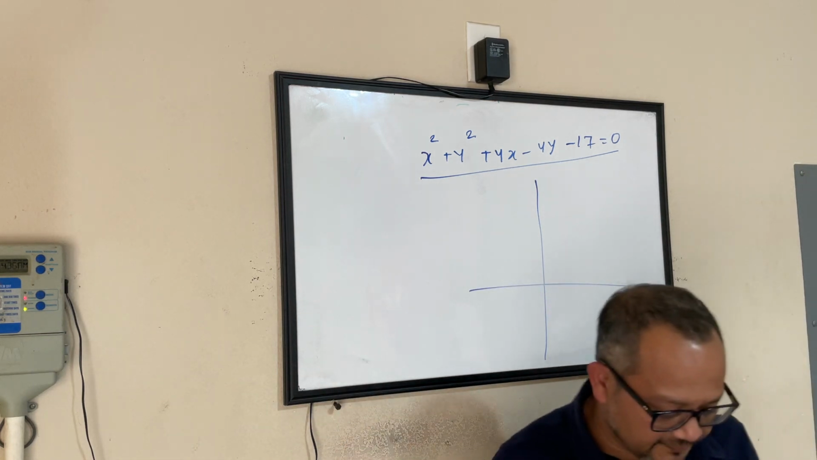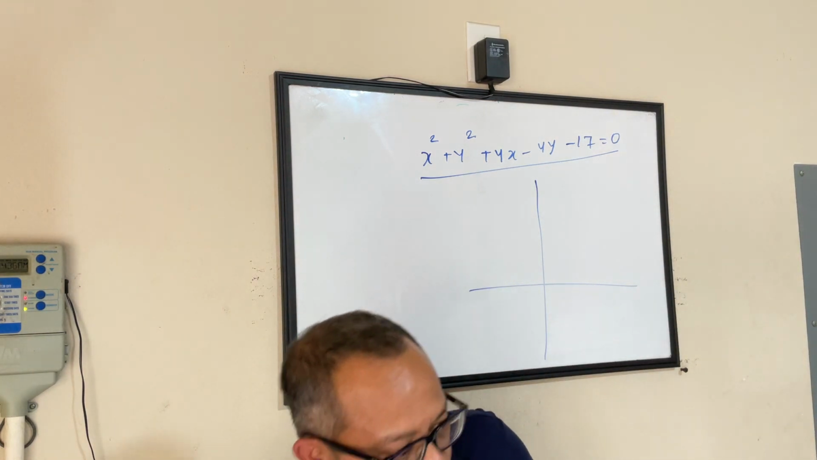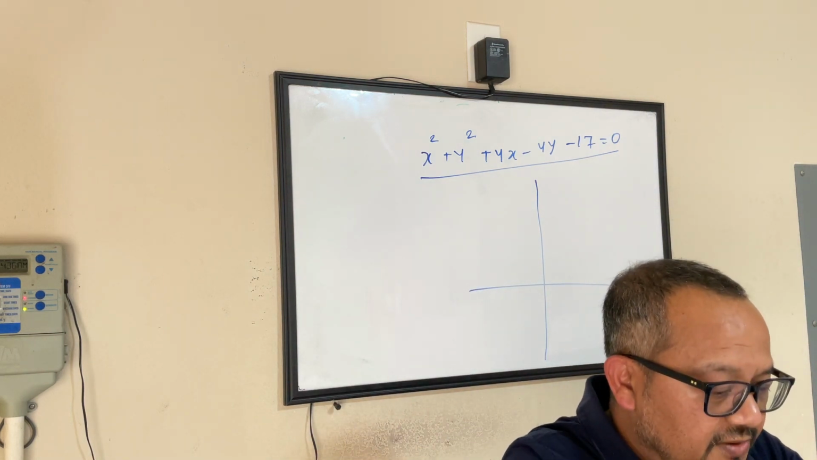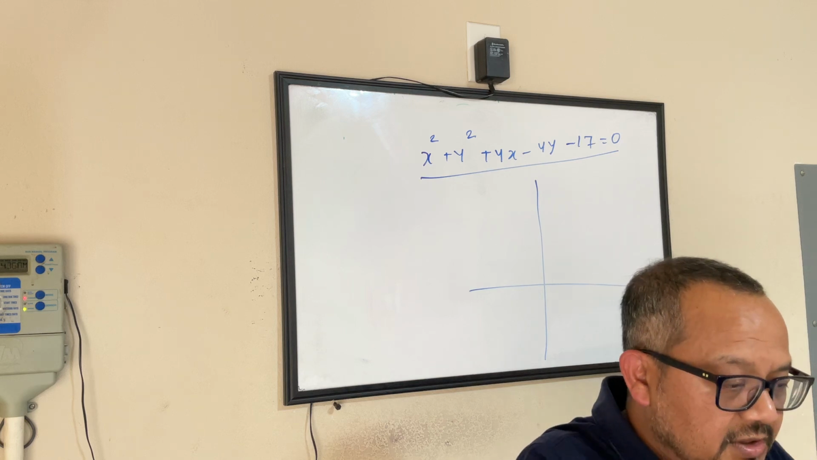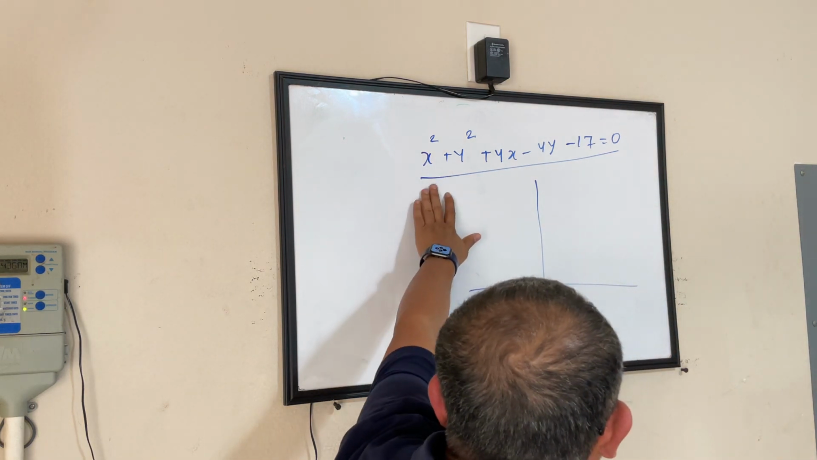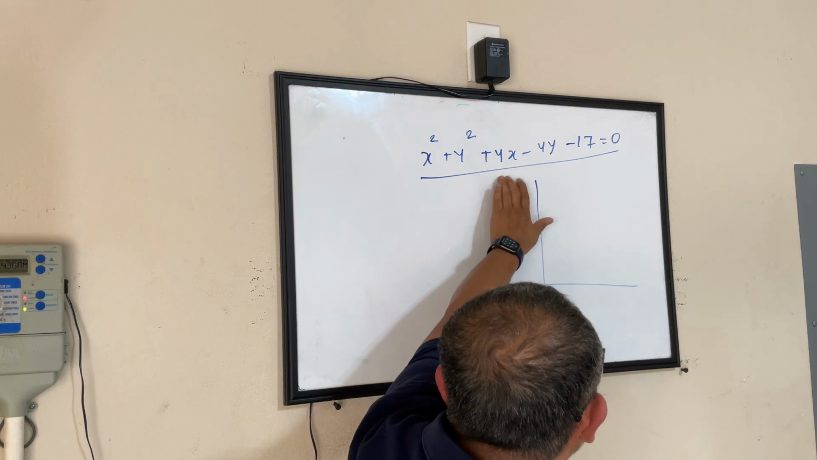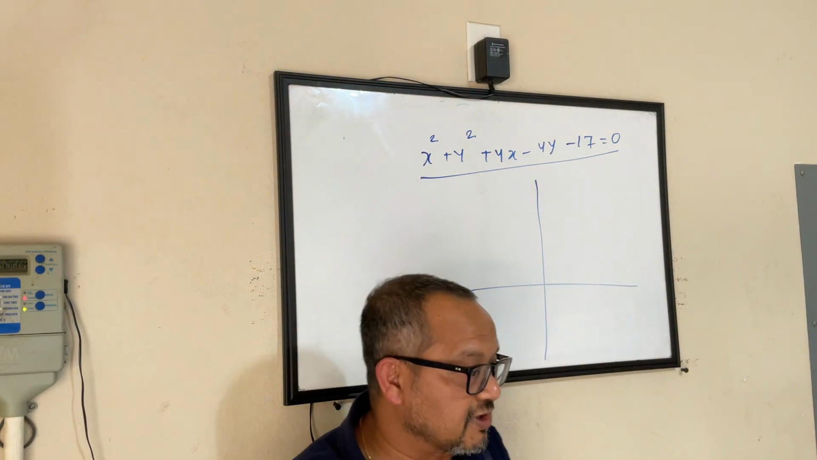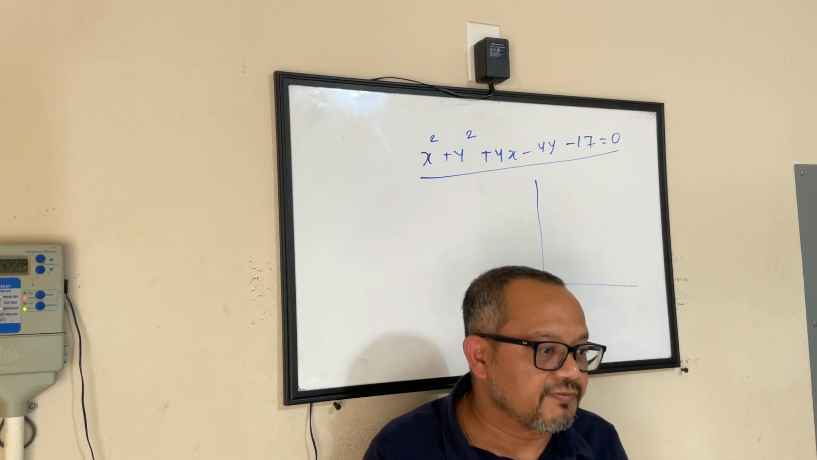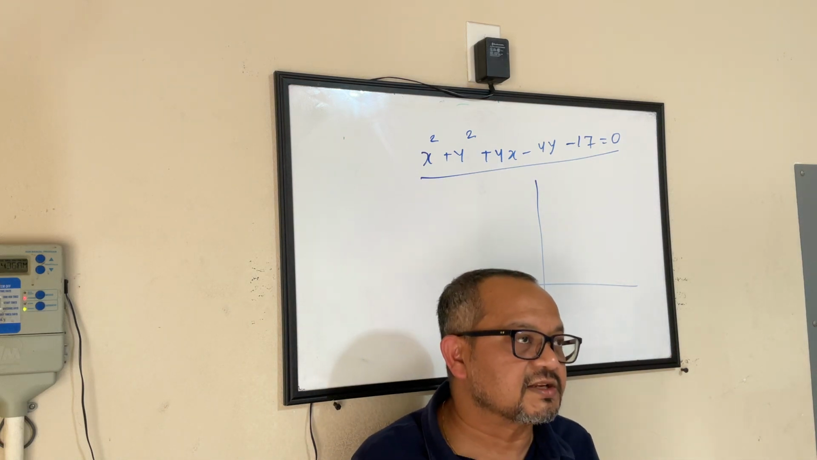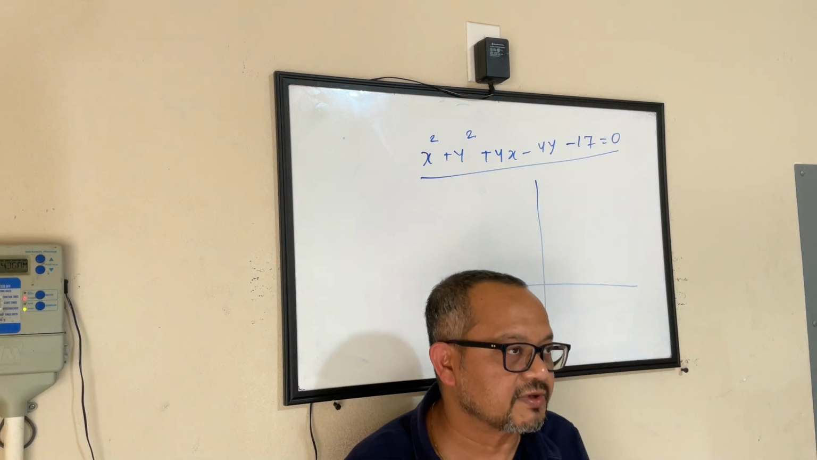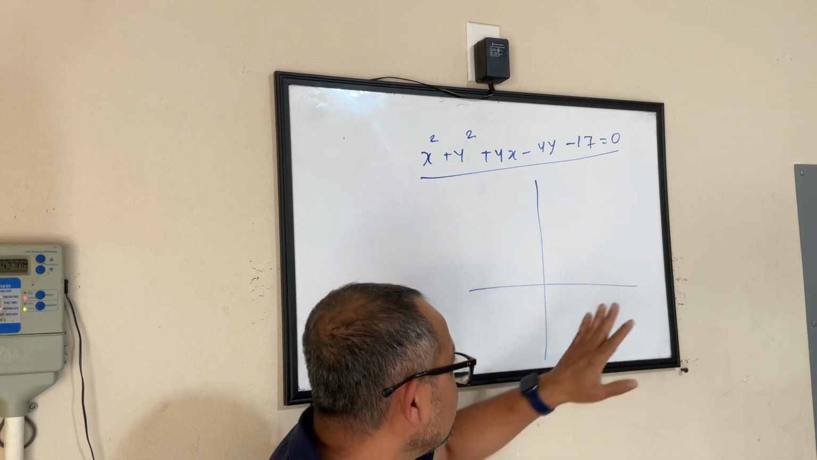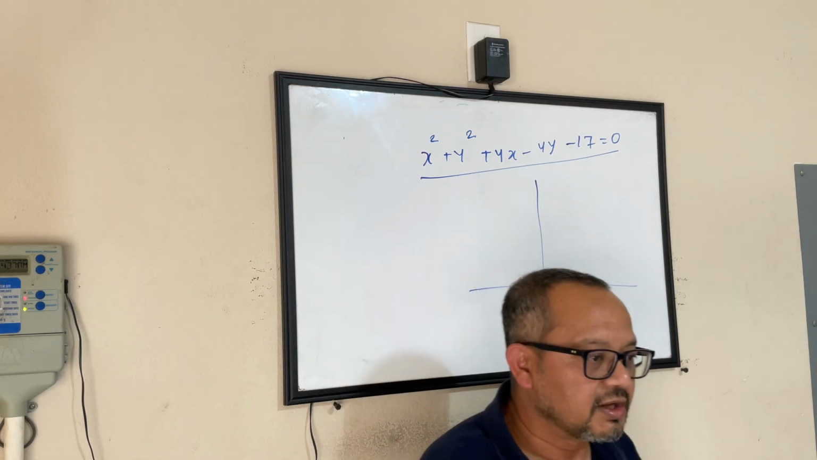So if you guys can find out the coordinates of the center and the radius of the circle from this equation, we should be able to graph it. The equation that we have at hand is x square plus y square plus 4x minus 4y minus 17 equal to 0. Can you guys give it a shot? If you have to ever graph a circle, it is as simple as finding out the coordinates of the center and then finding out the radius. Once you have the coordinates of the center and the radius, you will be able to draw it.